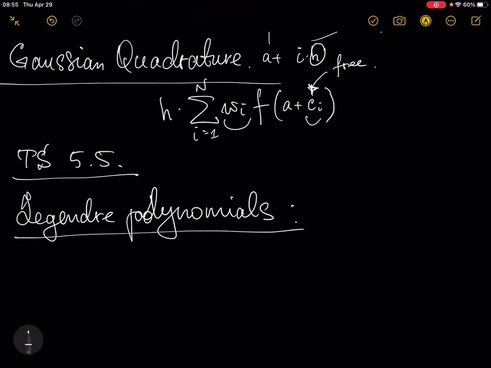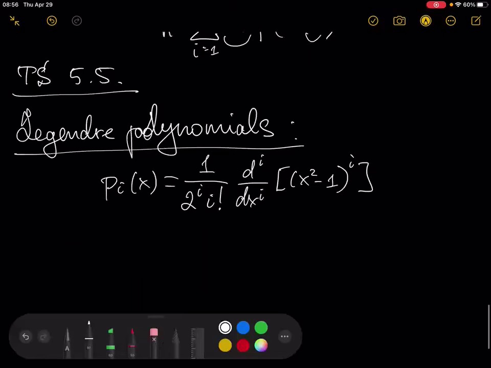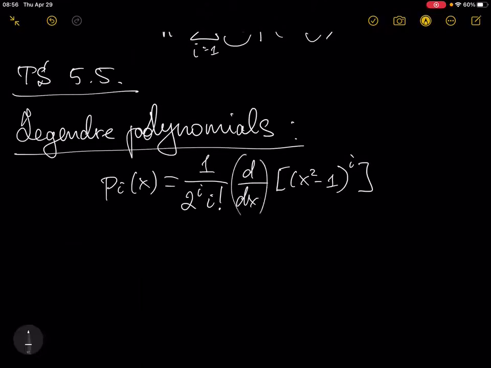Which are defined like that. So P_i of x equals 1 over 2^i i factorial, d^i by dx^i of (x squared minus 1) to the power i. Or you can write it also a little bit differently. So this is what people usually do. So it's nothing else but the ith derivative.